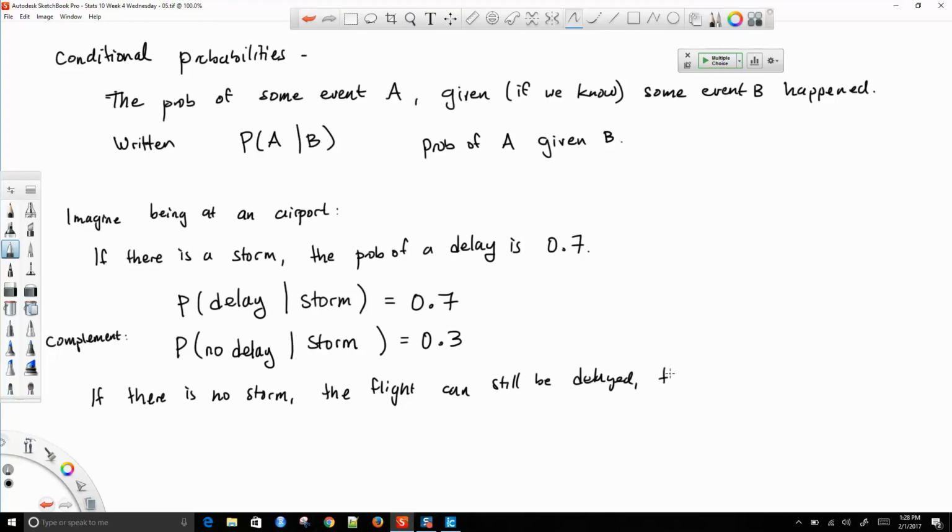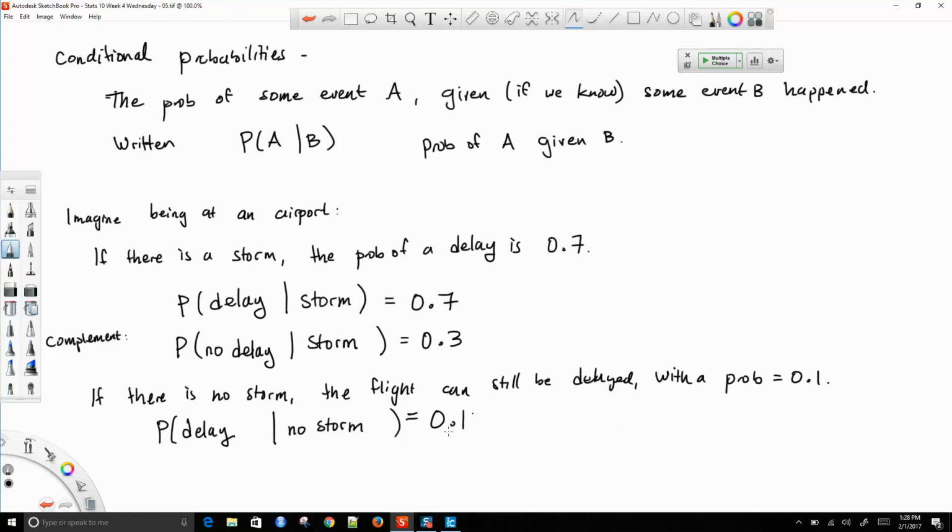This time with a probability of 0.1. Right. So how would we write 0.1? What is equal to 0.1? This is the probability of what given what? So this would be the probability of a delay given no storm. Probability of a delay given no storm.